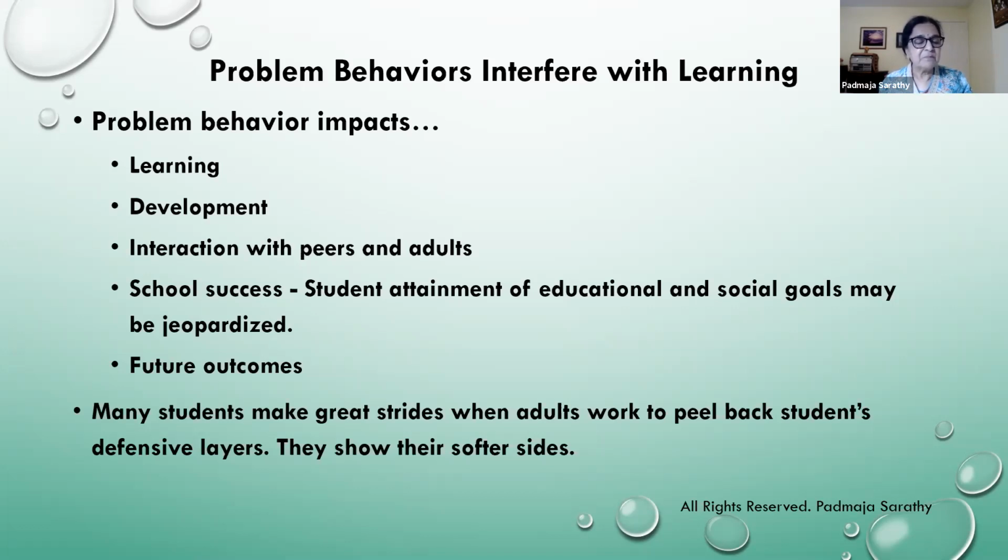Especially when we use a kind of punitive approach and try to send them to timeout or to isolation frequently, what happens to a child? If the child misses out on instruction, the child misses out on social interaction, the child misses out on learning how to interact with adults and peers, and they fail to learn how to be part of a group. So that is why behavior is extremely important to address, and address proactively and positively.